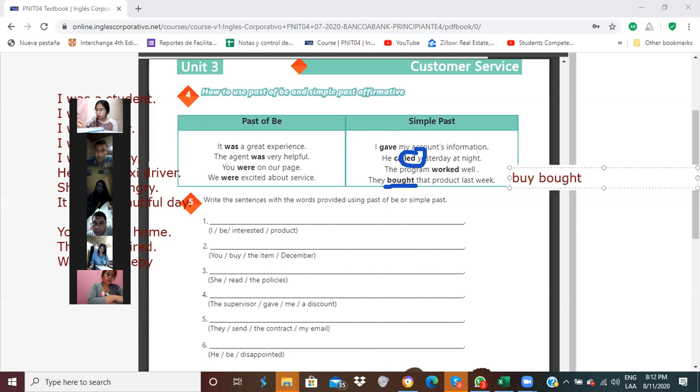Bought, simple past. But here you have the verb call, simple present. And then you have the simple past called. So you say, Mr. Santos, what is the difference between the verb buy and the verb call? Big difference. For example, buy, bought, this is what we call an irregular verb.